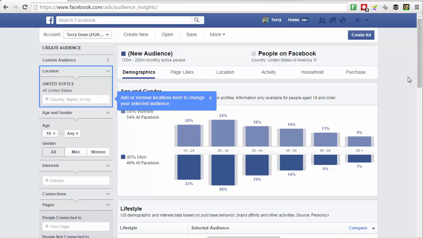We can find other pages they like, we can find the demographics, we can even find the lifestyle and the types of professions they're more likely to be in for people who like this. So it's a really good way to get to know your target audience.